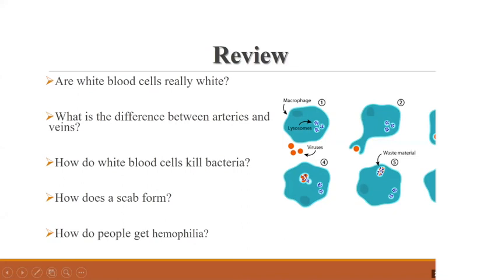Last question, how do people get hemophilia? Well, it is very unfair to them, because if their family history has hemophilia in it, he or she gets it. It's not because of smoking or anything. It's because of their genes.